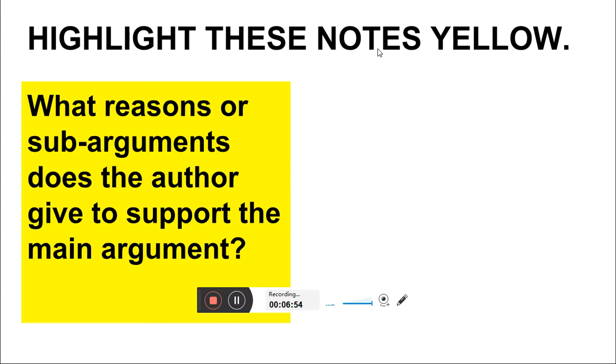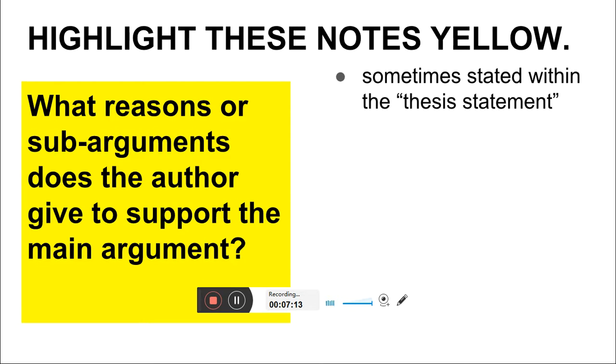So this section of your notes you should highlight with yellow. And the question is, what reasons or sub-arguments does the author give to support the main argument? So here are some notes to help you locate that in the arguments that you are going to read and study. Sometimes these are stated within the thesis statement. And this is exactly how you wrote your thesis statement for your junior project, right? Because you started with a concession, your opponent's point of view, you gave your point of view, your claim, and then you gave reasons. And then the body of your essay is going to unpack those reasons.